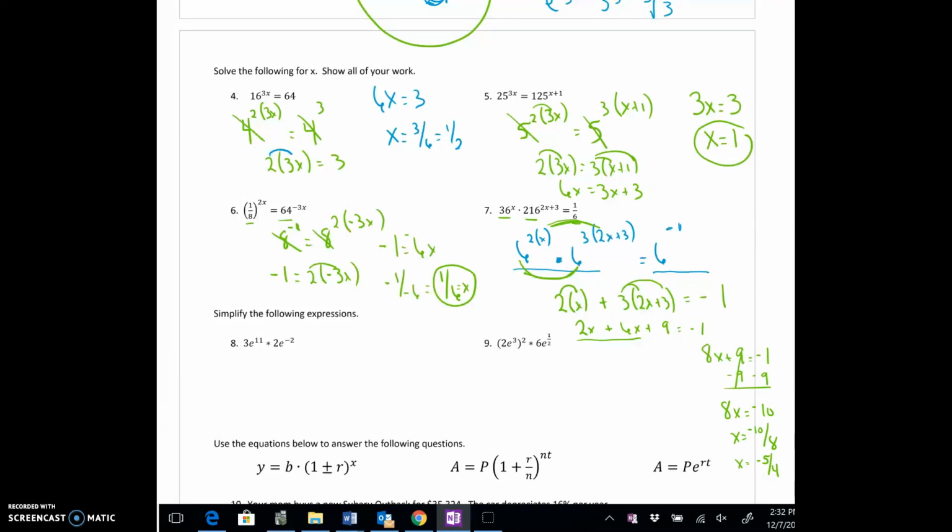You can write it as a decimal. That's up to you, -1.25. So that is the answer for number 7.